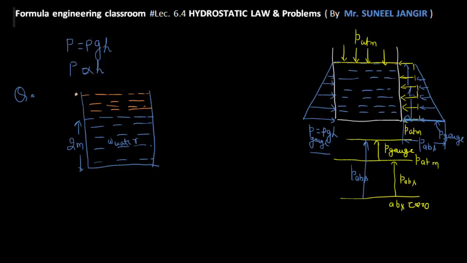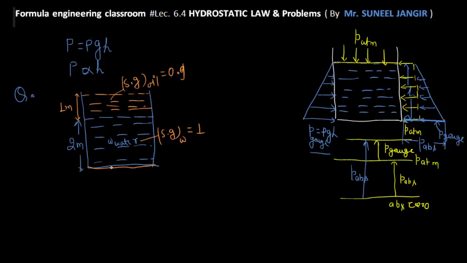Let's say this is 1 meter. And for this oil, let the specific gravity be 0.9. We know the specific gravity of water is 1. So in this case we want to calculate the gauge pressure at the bottommost layer.